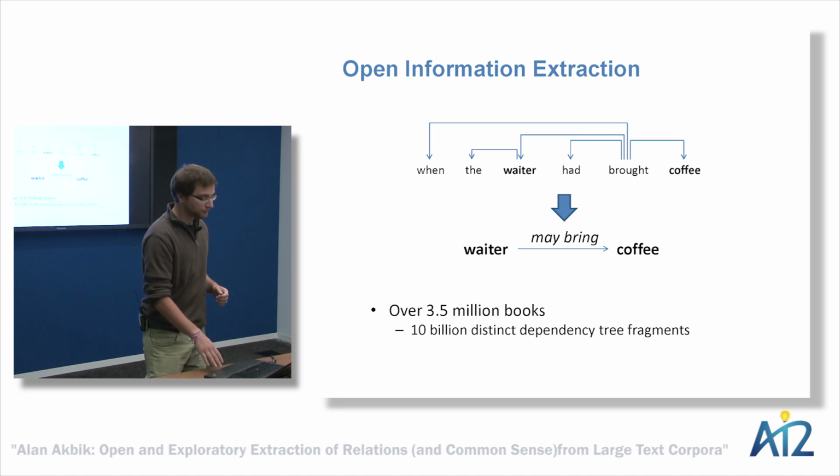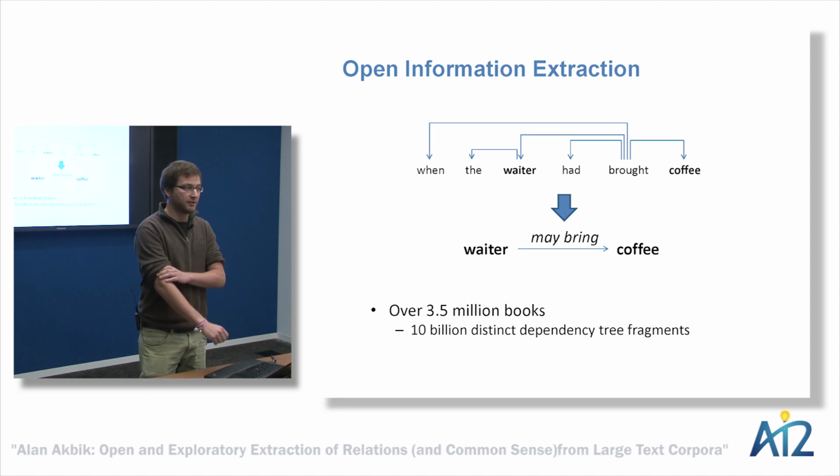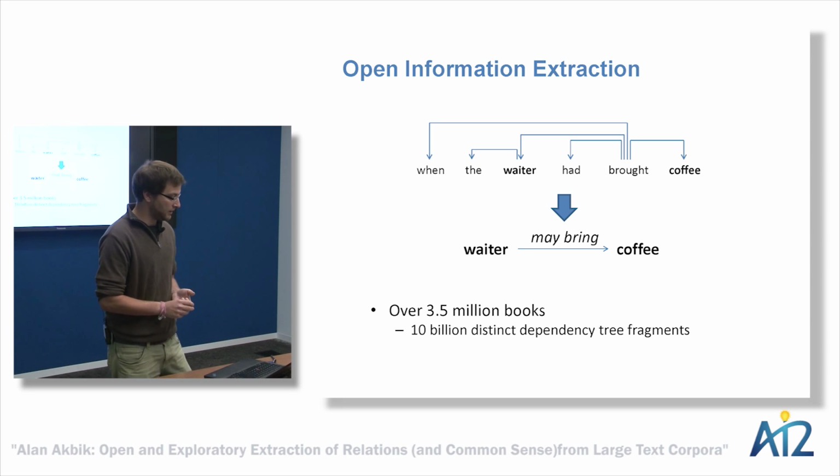And we're very much motivated by a data set that, again, was released by Google, a data set of dependency tree fragments compiled over 3.5 million English language books.